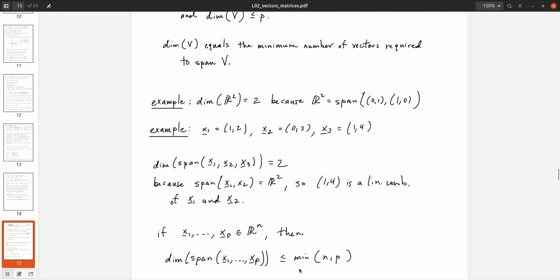Now it also has to be smaller than the length of the vectors. And for that, I'm going to leave that as an exercise for you to work out on your own.